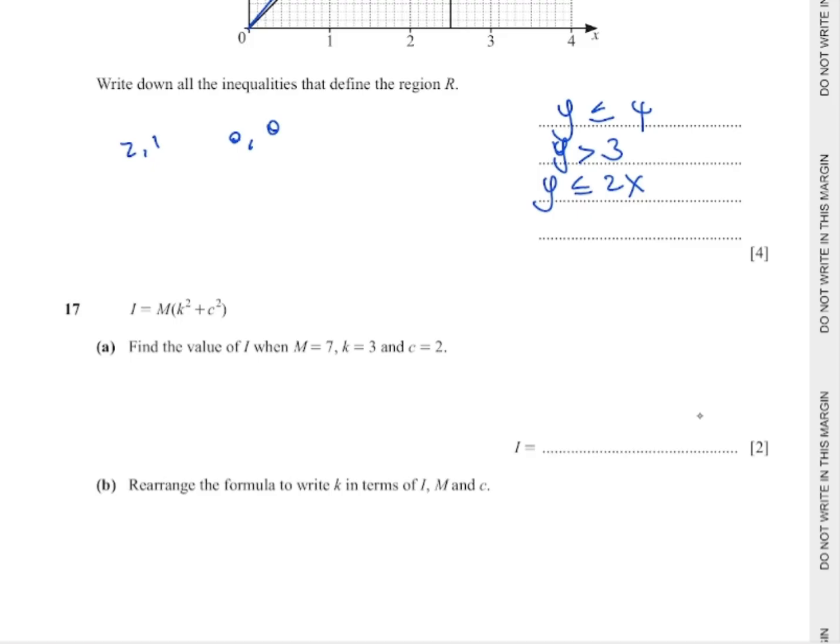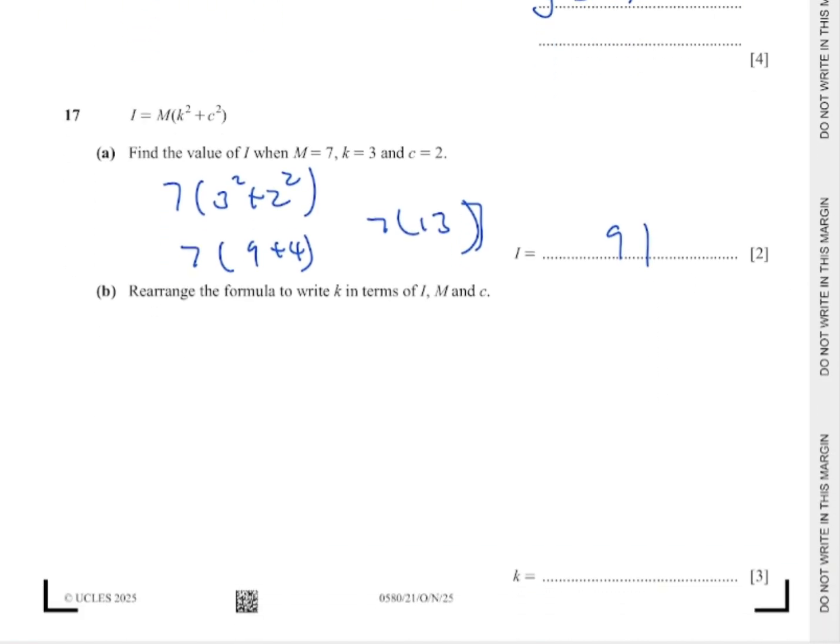Now we have this expression I equals m times k squared plus c squared. Find the value of I when m equals 7, k equals 3, and c equals 2. Easy. 7 times 3 squared plus 2 squared. 7 times 9 plus 4. 7 times 13, and we have 91.